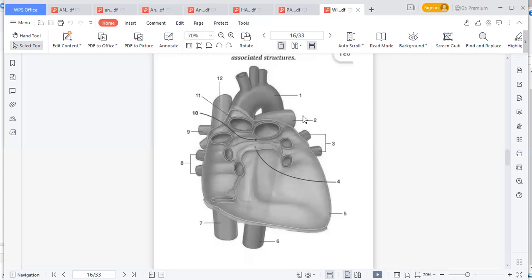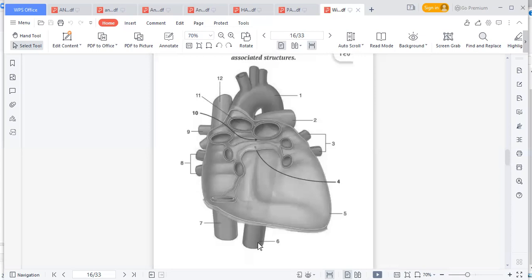From there, after 4, we have number 5, which is the pericardium. 6 is the descending aorta. You know that you've got the ascending, and it descends. But which one specifically? Because the descending aorta is named according to where it is. If it is in the thorax, we call it thoracic aorta. So number 6 is the thoracic aorta. Number 7 is definitely the inferior vena cava.